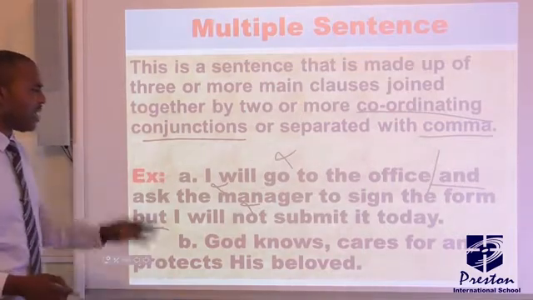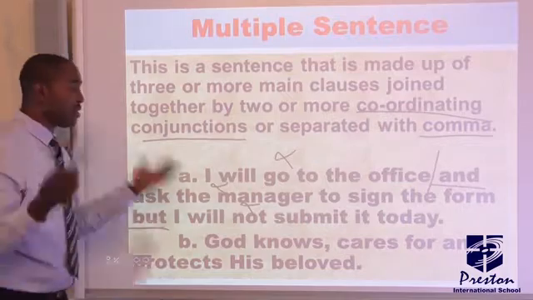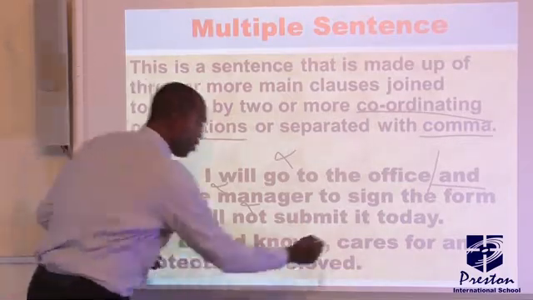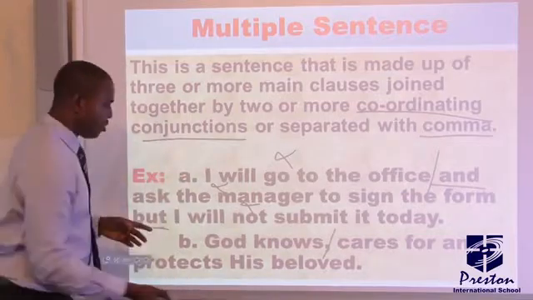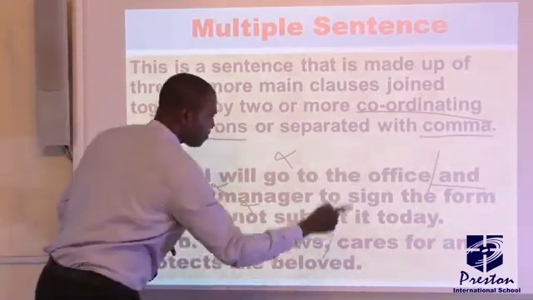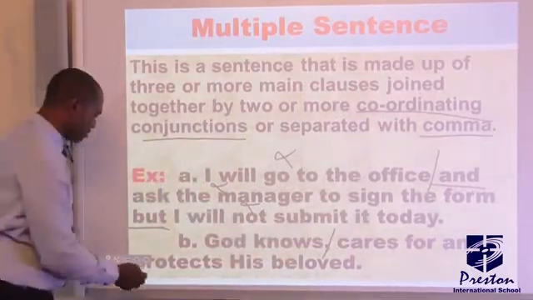God knows, cares for, and protects his beloved. Here, even though the sentence is very short, you have three main clauses. The first one is God knows. To avoid repetition, you can see the subject is removed here. So it's still God cares for. And the last one, God protects his beloved.